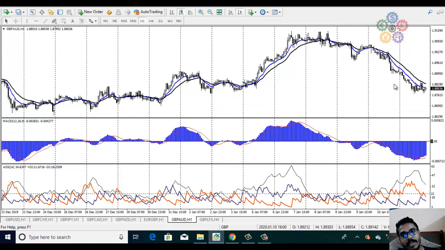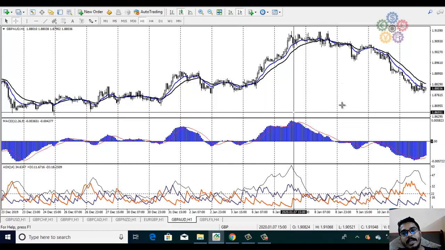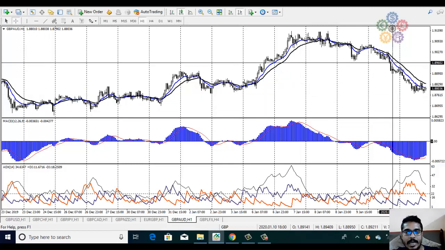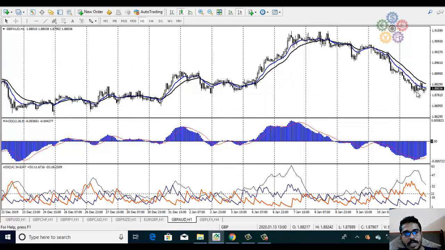Did it drop because of the indicator? No. But did the indicator do its job? Yes. The indicator's job is only to tell you whether you're supposed to buy or you're supposed to sell. It is your job before you take the trade entry to validate whether you should be taking it or not.